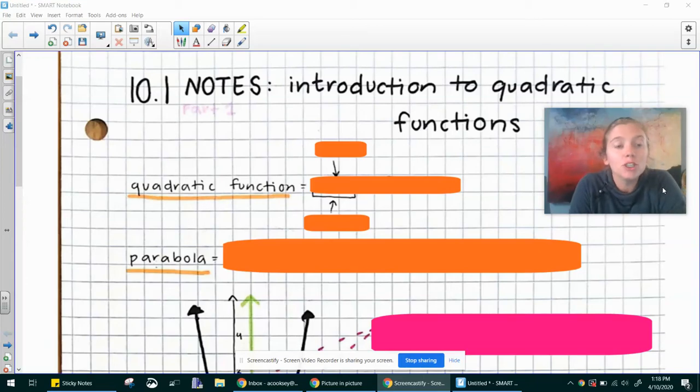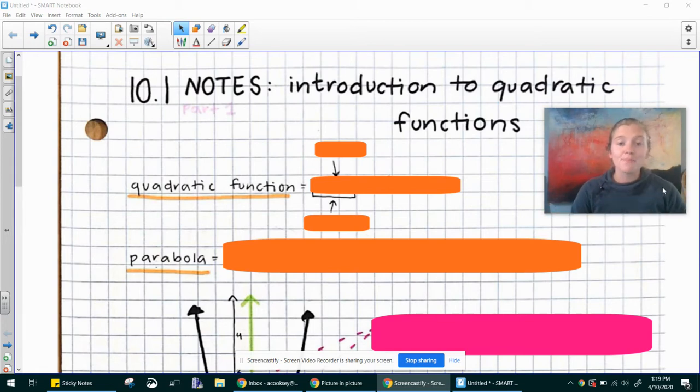Everybody. Welcome to our first lesson of Unit 10, which is all about quadratic functions. Today, we're going to learn what a quadratic function is. We're going to learn some important vocabulary about quadratic functions, how to identify different parts of quadratic functions, and that is going to give us the foundation for the rest of this unit.